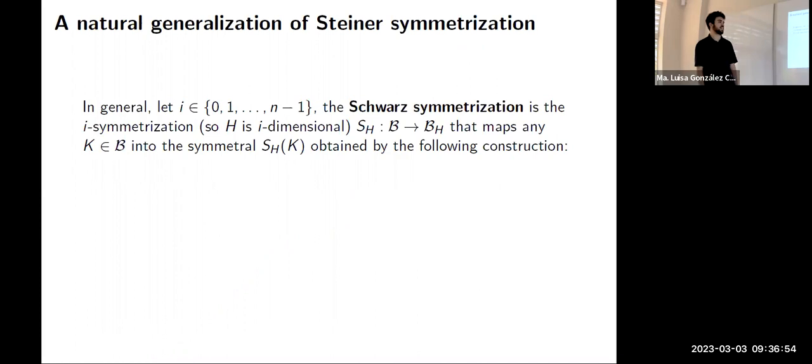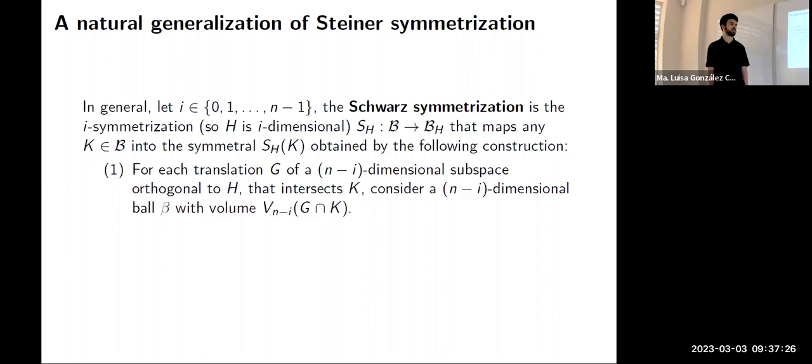Okay, now in general, we can have something called the Schwarz symmetrization. In this case, we take some i in 0 to n minus 1, and the Schwarz symmetrization is going to be the i symmetrization. So here H is i dimensional. It is the function S sub H going from B to this class B sub H that maps every set K into the symmetral obtained by the following construction.